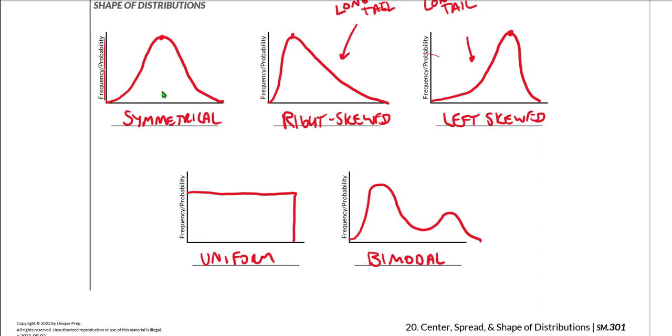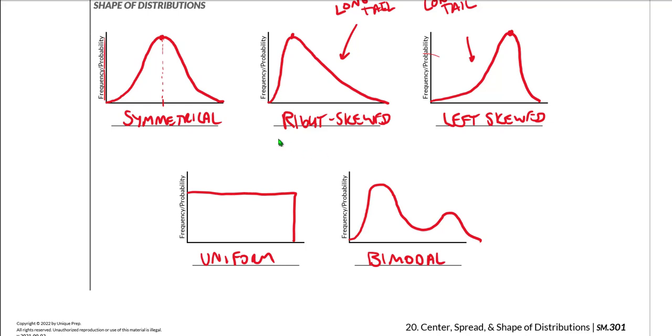So for instance, whatever value would be right here, that is the value that occurs most often or that has the highest probability of occurring, which, by the way, means that value there is your mode, because mode is the most common or most frequent element in a set. So here's what we need to know about this first row of distributions.